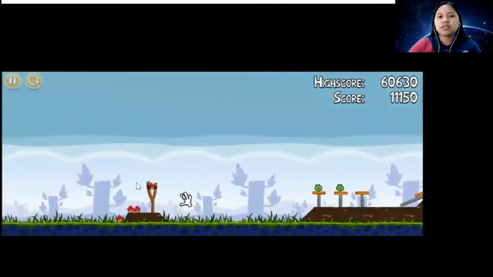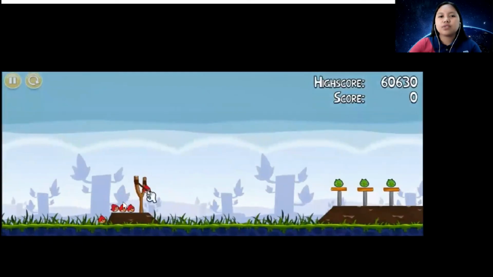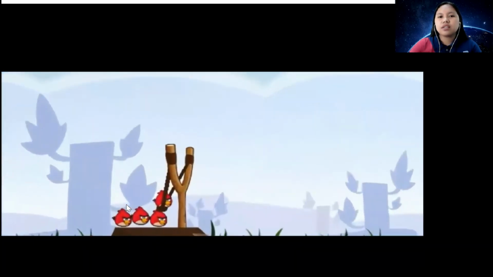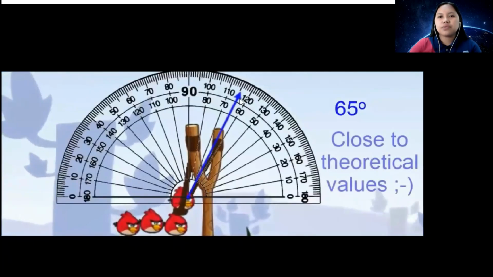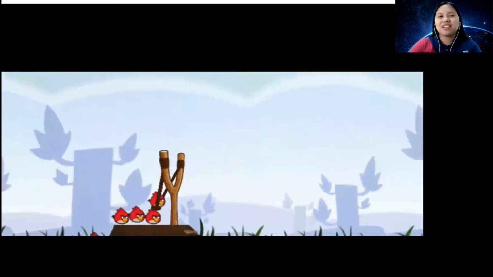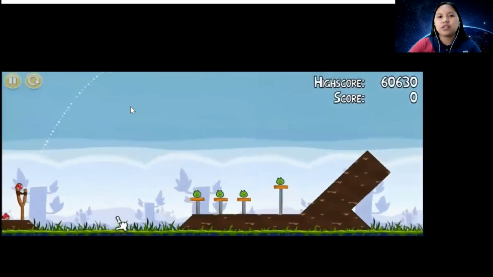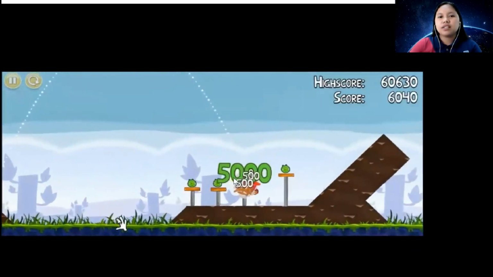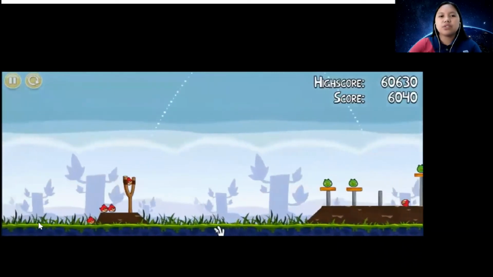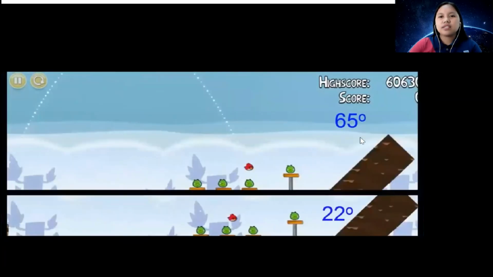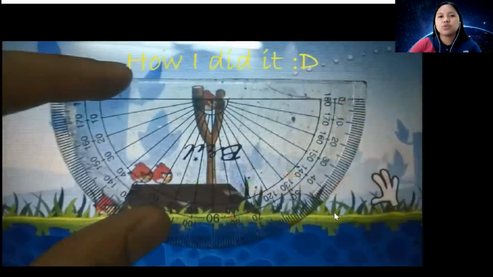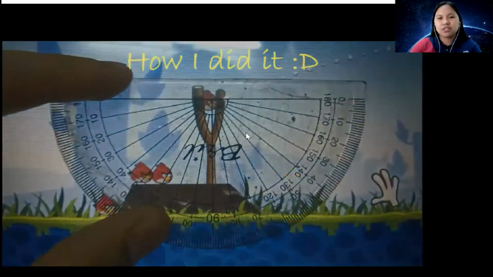Alright, I hit 2 pigs in a row. Now let's do the second one. Let's measure. The measurement of the next one is 65 degrees. That is closer to our theoretical values. We are going to hit the pigs upward. Let's see if I can hit one. There you go. So this shows the difference between 65 degrees and 22 degrees. Just use a protractor.